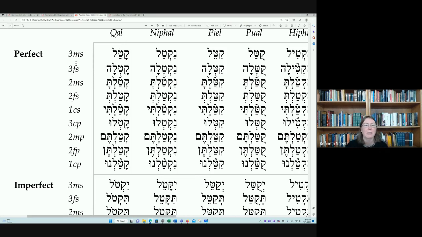So Qal perfect third masculine singular, qatal. Do you hear that pointing that we were talking about a little bit earlier as we were going through that paradigm? So third masculine singular. So this would then be he killed. Then you come on down to the third feminine singular, qatla. So you can hear that in there, qatla. And so this would be she killed. Second masculine singular, qatalta. So you can hear that in there. And so this is that second masculine singular, you killed.